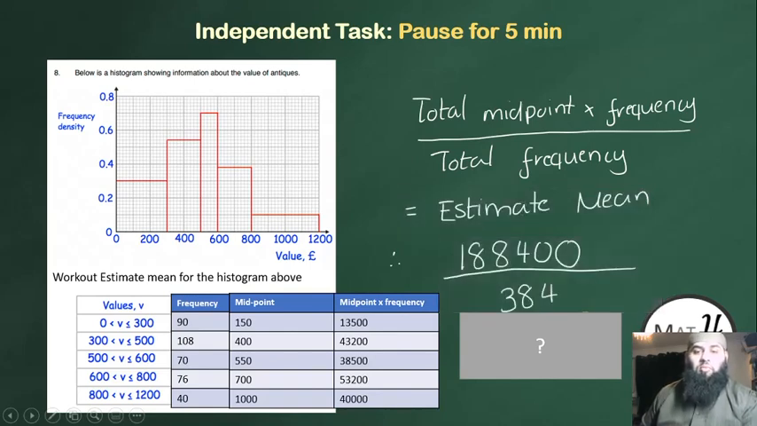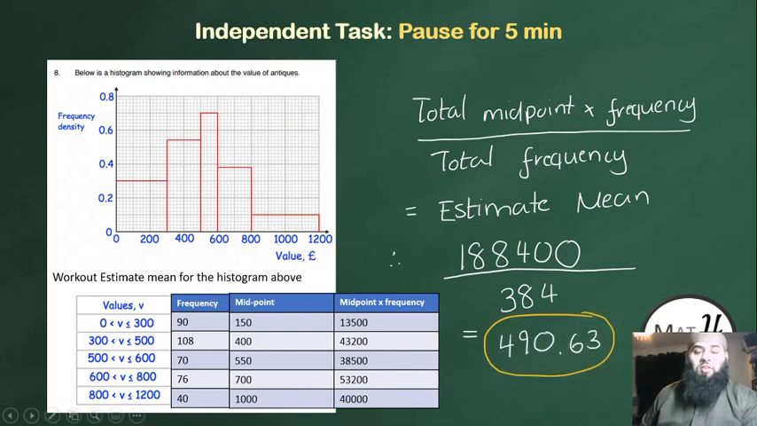So the numbers we're going to put in here, I just worked out real quick: the total of the midpoint times frequencies is 188,400. And the total of the frequencies is 384. And when you divide those two, you should get the answer as 490.63. That's the estimated mean, and that's in terms of pounds.